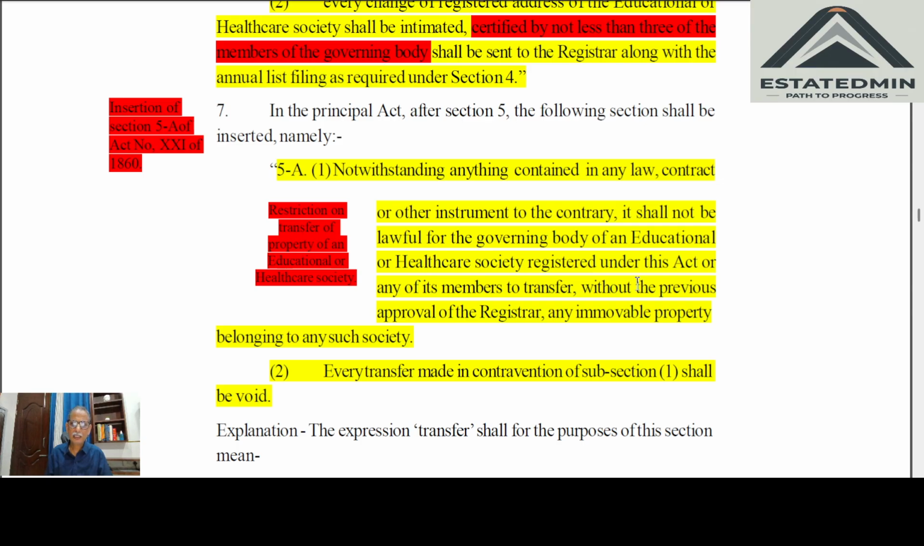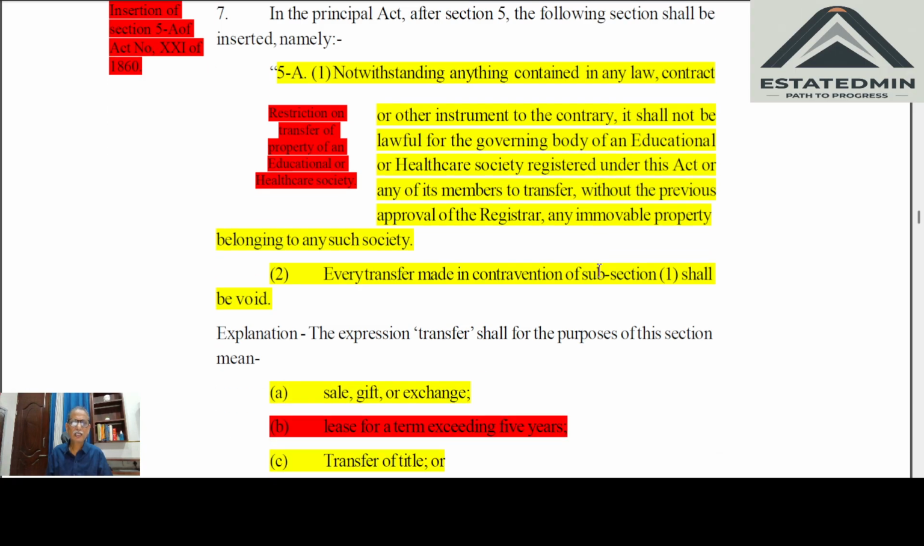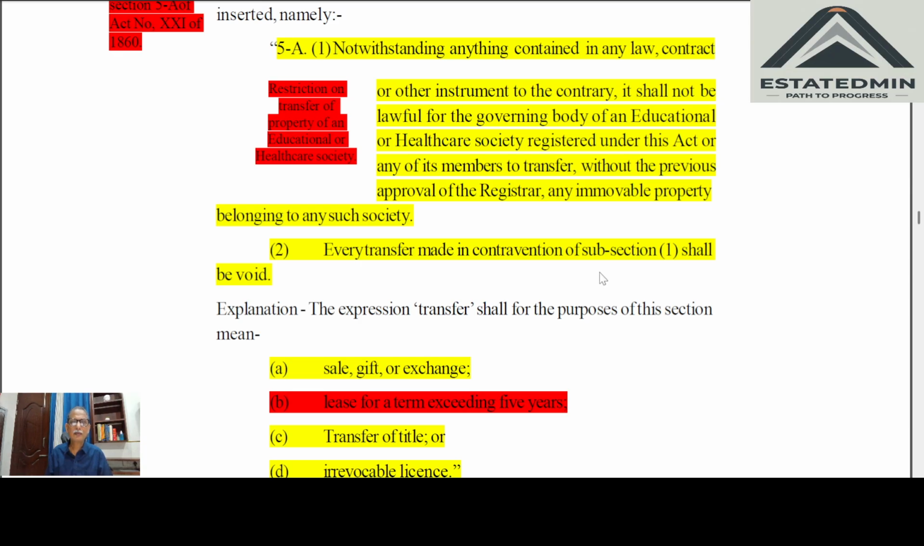So section 5 is related to the properties only. In original section 5, any immovable or movable properties are to be vested in the name of society or trust. So there was not much restriction, but now every transfer made in contravention of subsection 1A shall be void. So any property which will be transferred to the other society or for any other reason must be done only after the approval of the registrar.